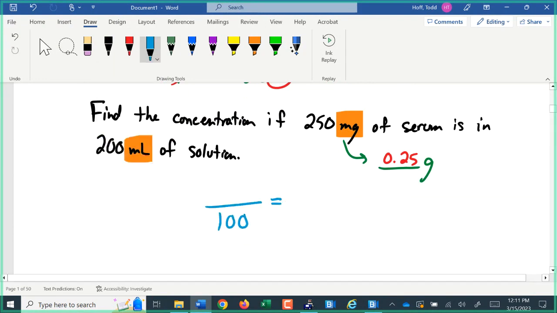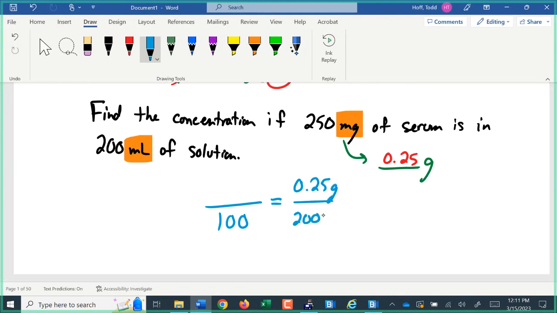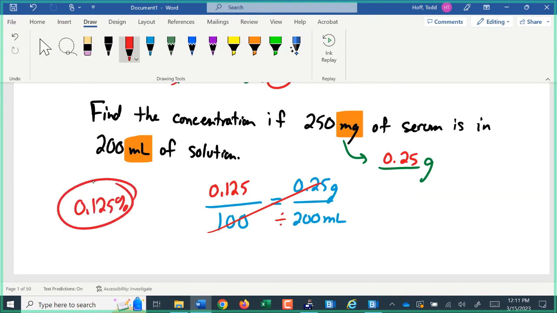So to find this concentration, blank out of 100 is our concentration. 0.25 grams of serum in 200 milliliters of total solution. Cross multiply and divide. So 100 times 0.25 grams divided by 200 milliliters gives us 0.125. So that's a 0.125% solution, or 1/8% solution.